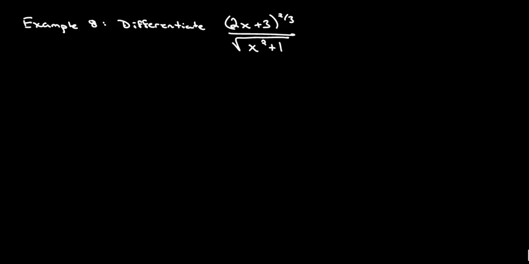Example number 8 asks us to differentiate this ugly function over here. So what I'm going to do is I'll call this guy y, and then I'm going to use a technique for taking the natural log of both sides.